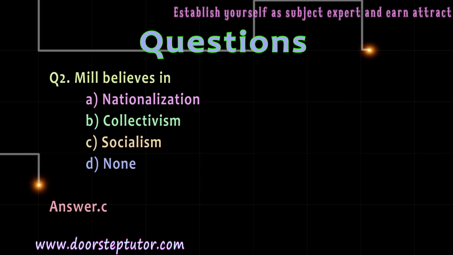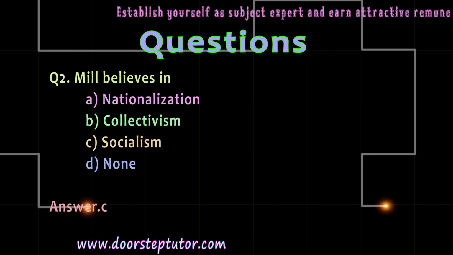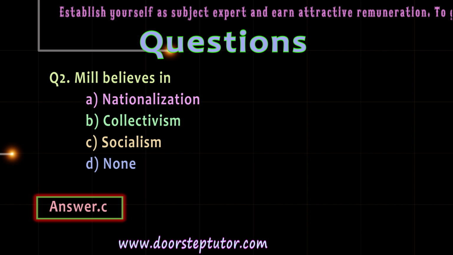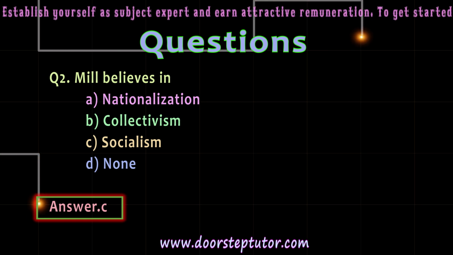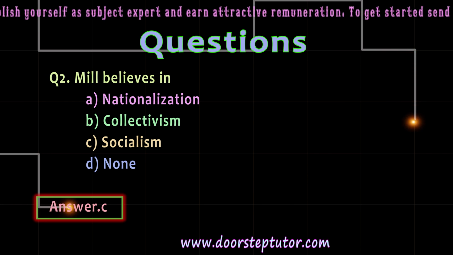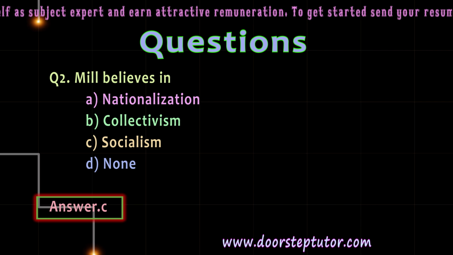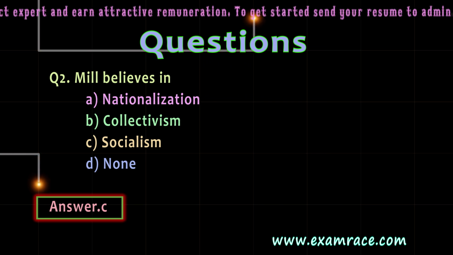Question 2. Mill believes in A. Nationalization, B. Collectivism, C. Socialism, and D. None. So, the correct answer here is socialism. Mill believes in the idea of socialization of means of production, as he says that nationalization was only one way of bringing about socialism. Thus, it was not an end in itself, but only a means to an end.